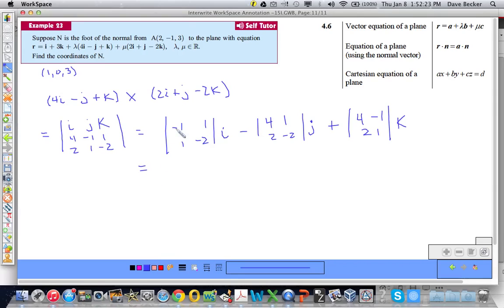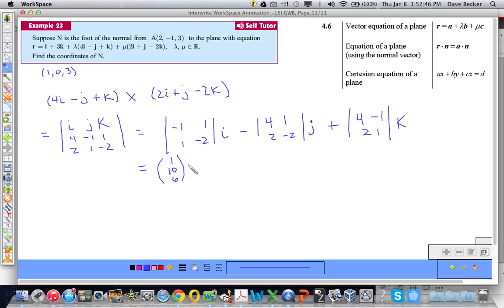And without going into working the cross product here, -1 times -2 minus 1 times 1 times i, and so on. That gives me the vector 1i plus 10j plus 6k, or 1, 10, 6. So now I know that the direction of the normal is 1, 10, 6.